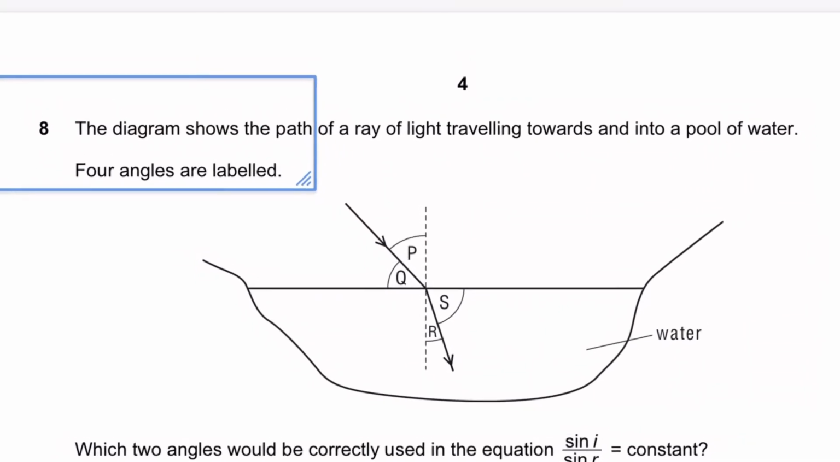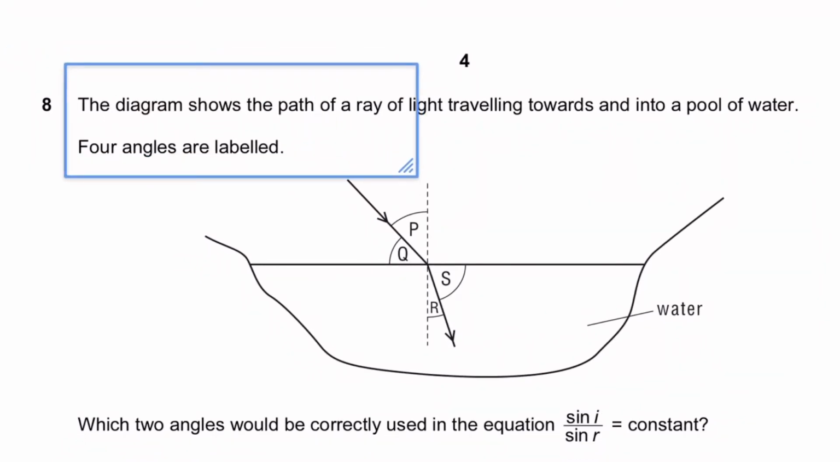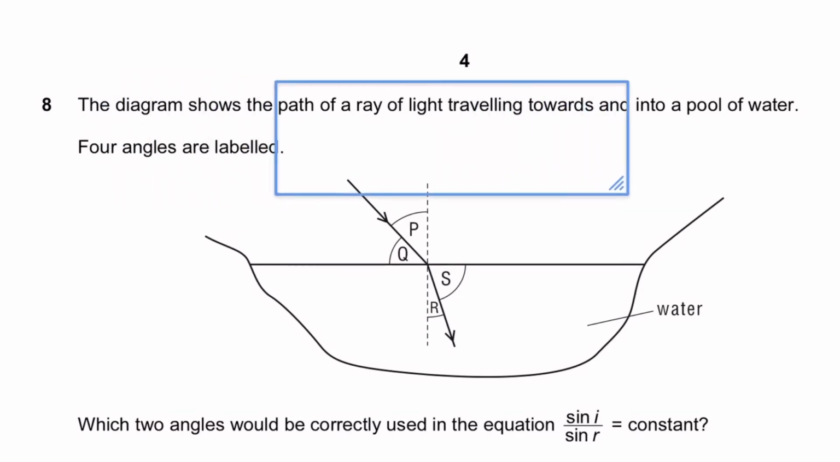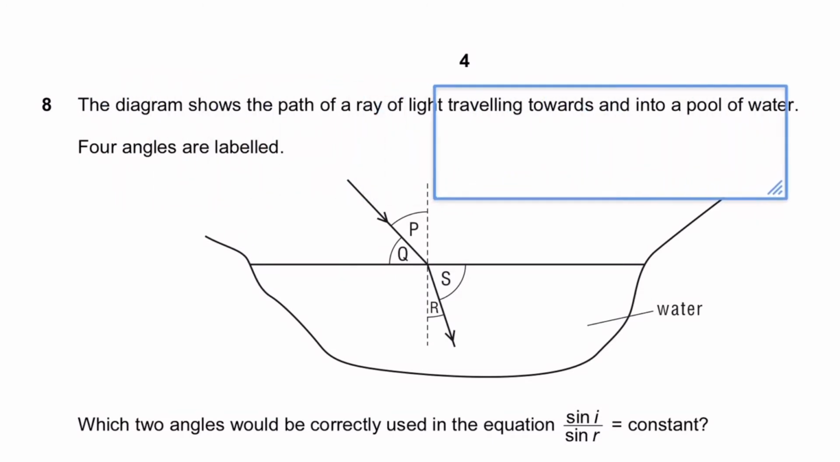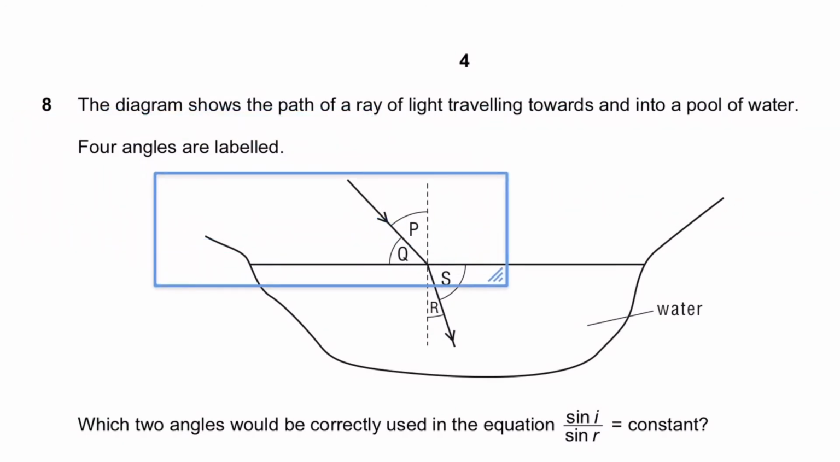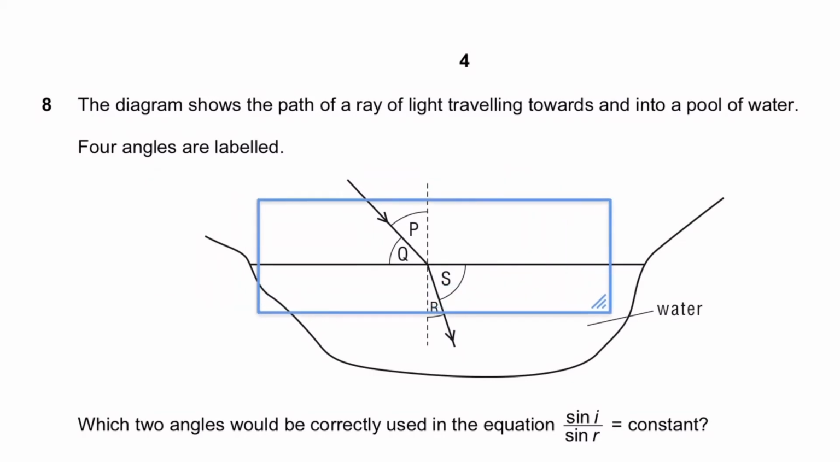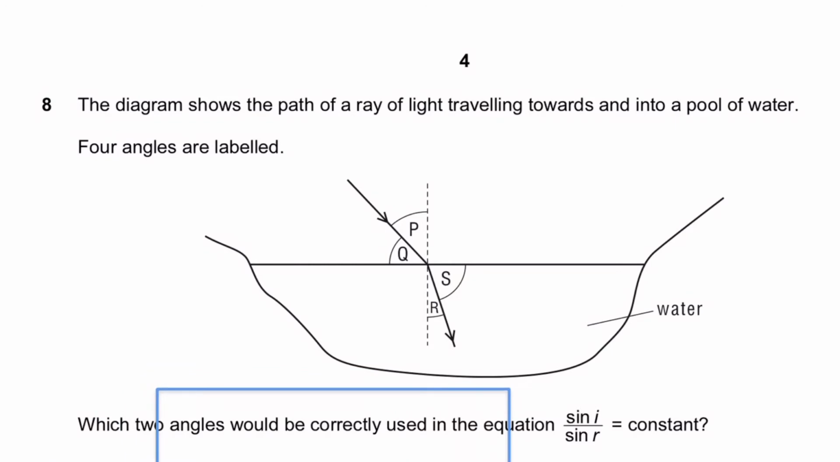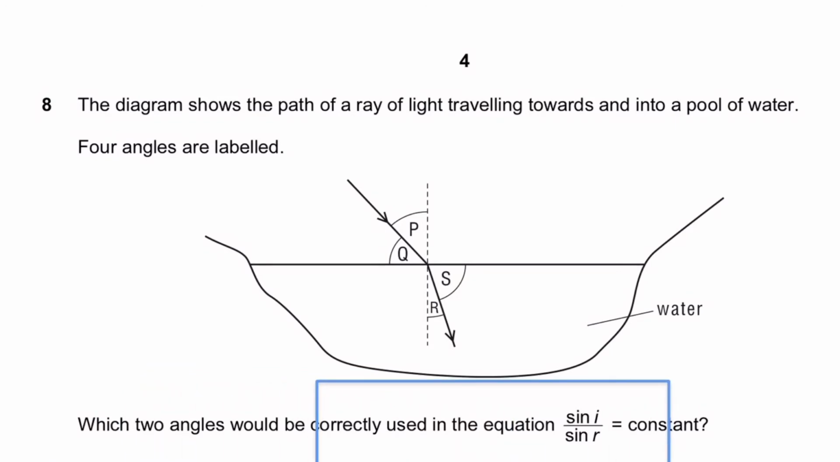Okay, this stylus is really terrible. Alright. The diagram shows the path of a ray of light traveling towards and into a pool of water. 4 angles are labeled. We can see right here, the diagram is shown here. Which 2 angles would be correctly used in the equation sine I divided by sine R equal to a constant?